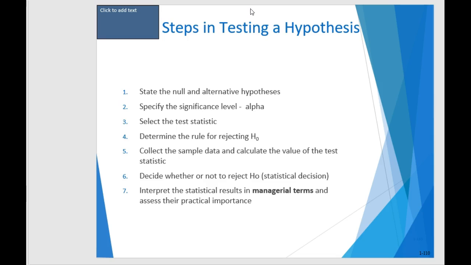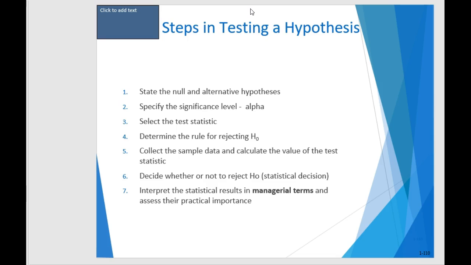Number 4, we determine our rule for rejecting H0. Okay, so what's going to happen in number 4 is we're going to draw a picture of the potential graph, right? So with Z, T, and chi-squared, there's a general shape of the curve. So we're going to draw that curve, and we're going to write in where our rejection region is, and we're going to write out the critical value, which I'll explain what that is in a little bit, the critical value that establishes our rule for rejecting H0. Okay, this is going to be a value that you're kind of benchmarking your calculated values against.